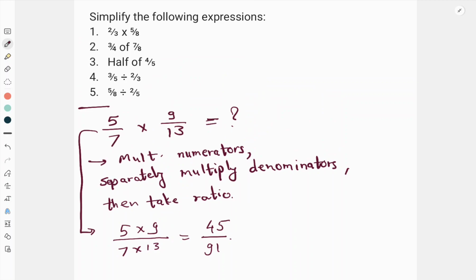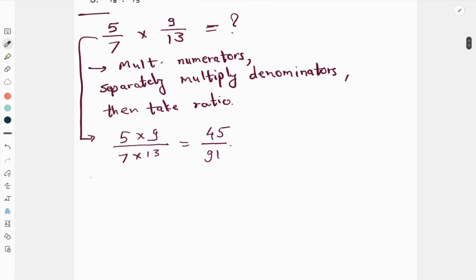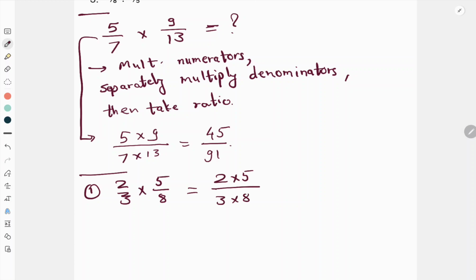So 2/3 times 5/8. Let's see how we can do this. As we know, we have to multiply numerators and denominators. This is equal to 2 times 5 divided by 3 times 8. This is 10 divided by 24.